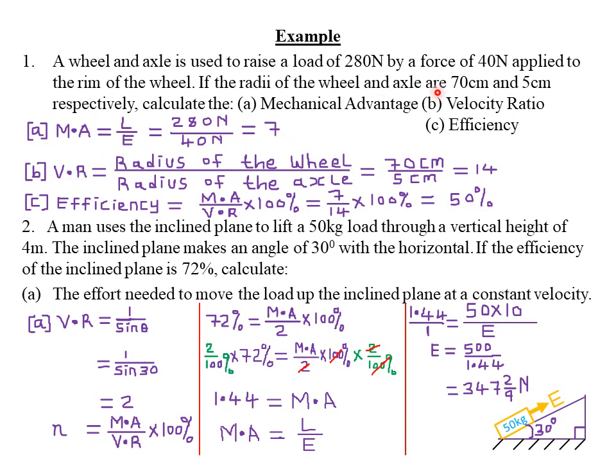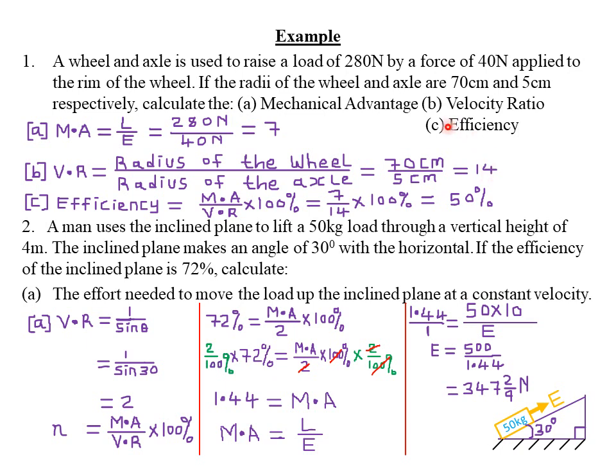Then part B, they want us to find the velocity ratio. Remember, the velocity ratio for wheel and axle is given by the radius of the wheel divided by the radius of the axle. And we are told that the radii of the wheel and the axle are 70 and 5 centimeters respectively, that simply means the radius of the wheel is 70 centimeters and the radius of the axle is 5 centimeters. So radius of the wheel 70 centimeters, axle 5 centimeters. So the quotient gives us a constant, which is 14.